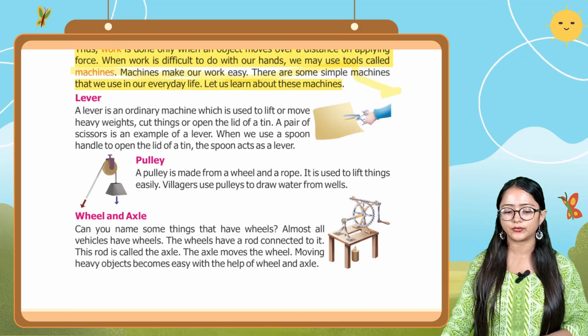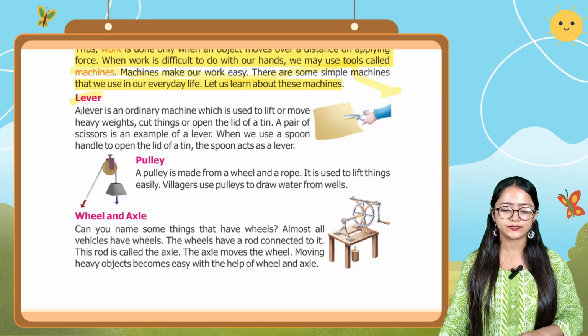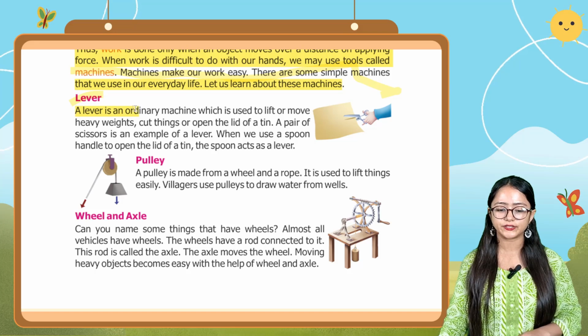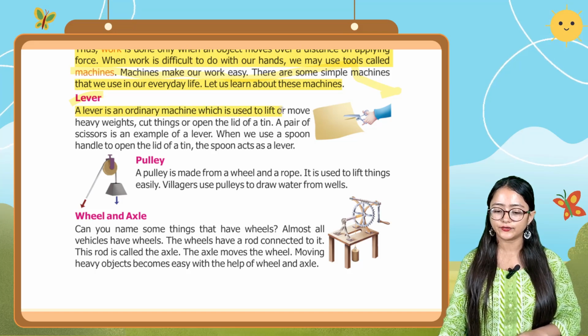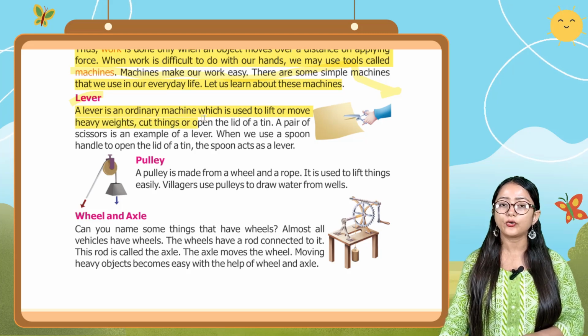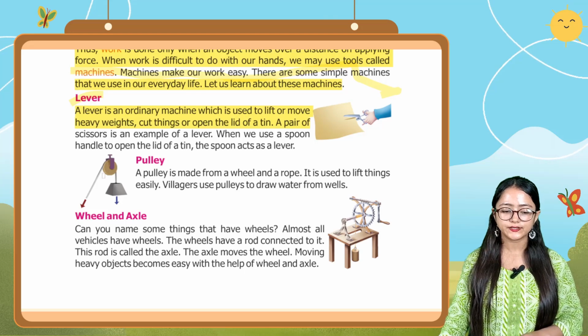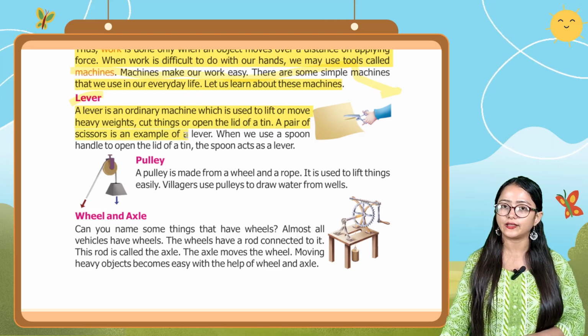Let us learn about it. So the first one is lever. A lever is an ordinary machine which is used to lift or move heavy weights, cut things, or open the lid of a tin. A pair of scissors is an example of a lever.